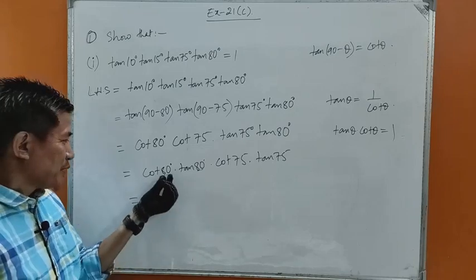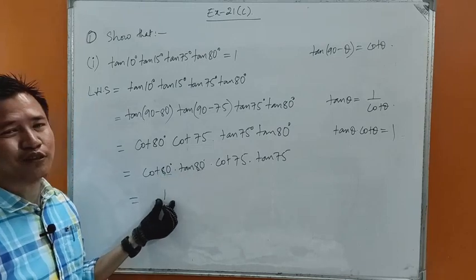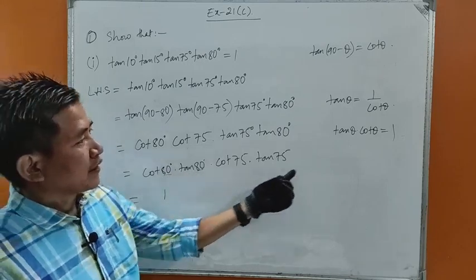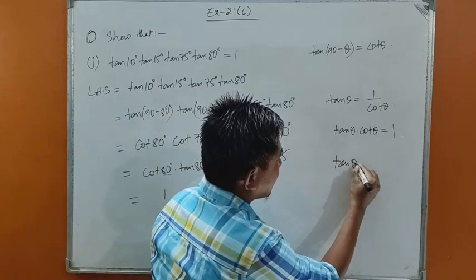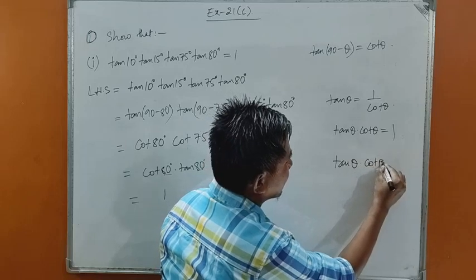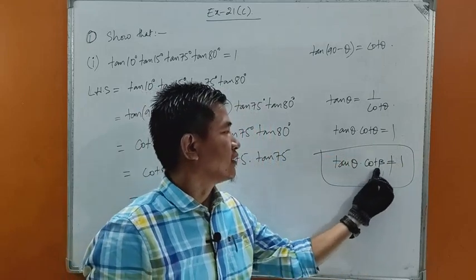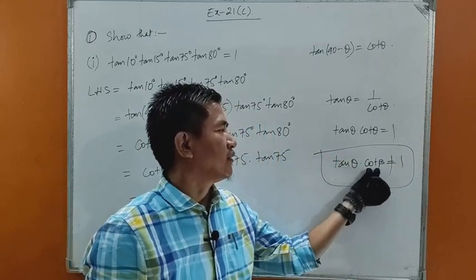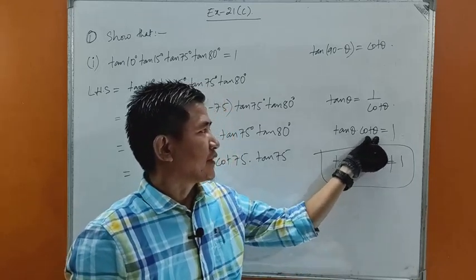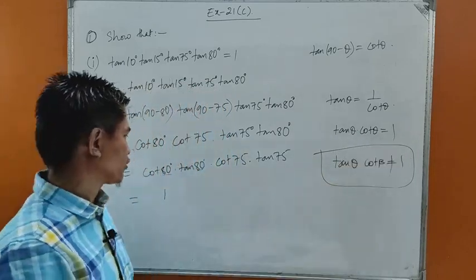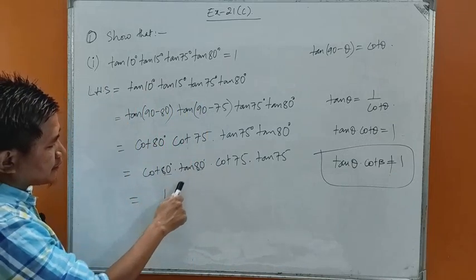Are you getting me? Yes. If this is 80 and this is some other angle, you cannot write that it equals 1. The angles should be same. Tan theta into cot theta equals 1. Tan theta into cot beta is not equal to 1. Please keep this in mind. If angles are different, then tan of some angle into cot of some other angle is not equal to 1. If the angles are same, then tan theta into cot theta equals 1. So here the angle is 80 in both cases, so cot theta into tan theta means 1.